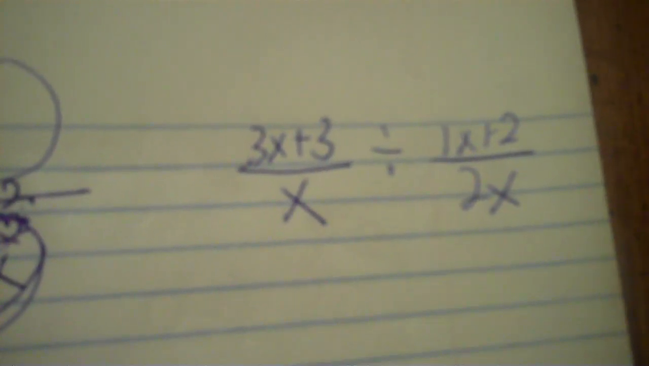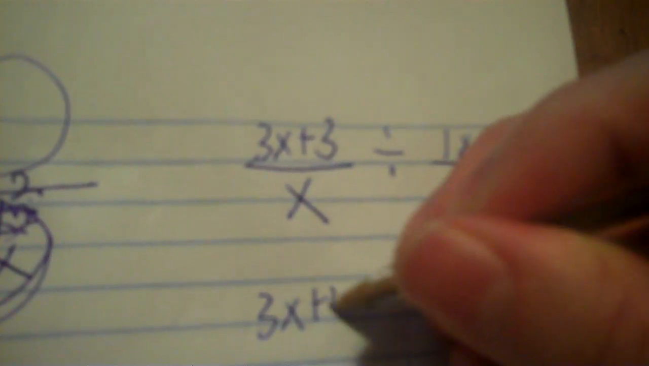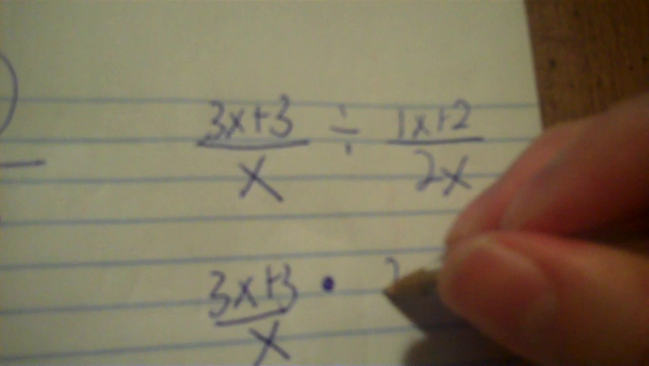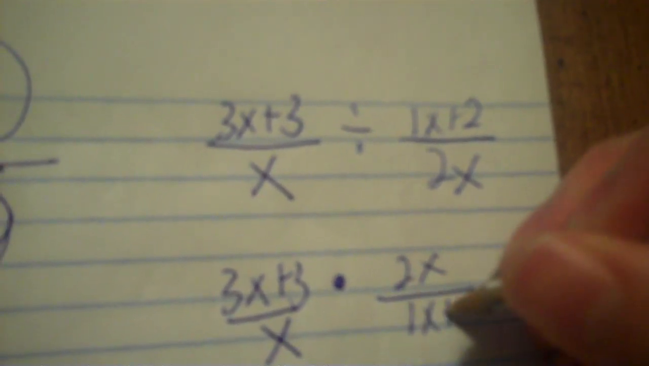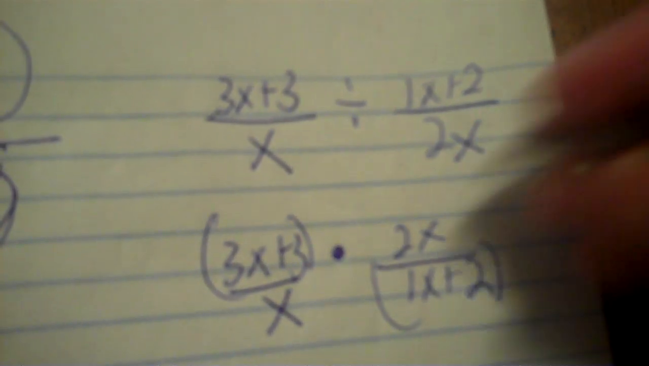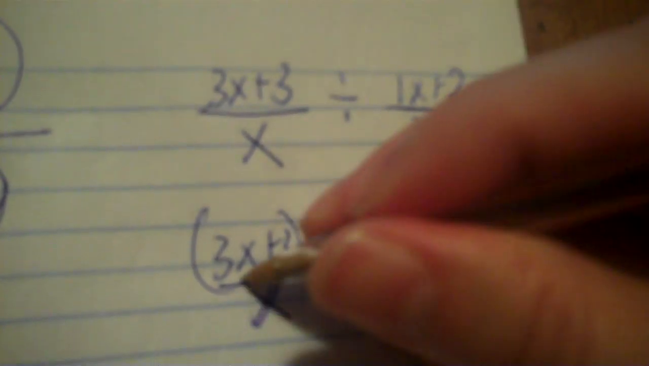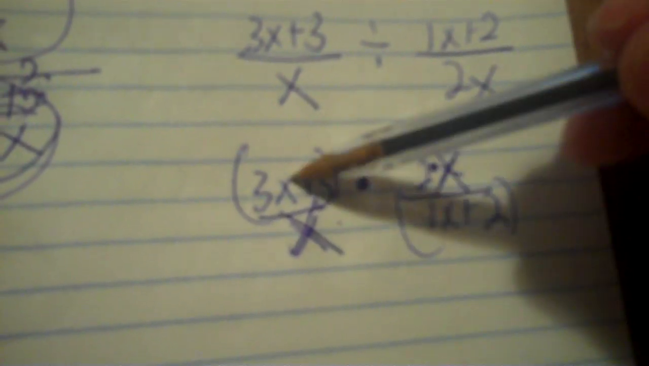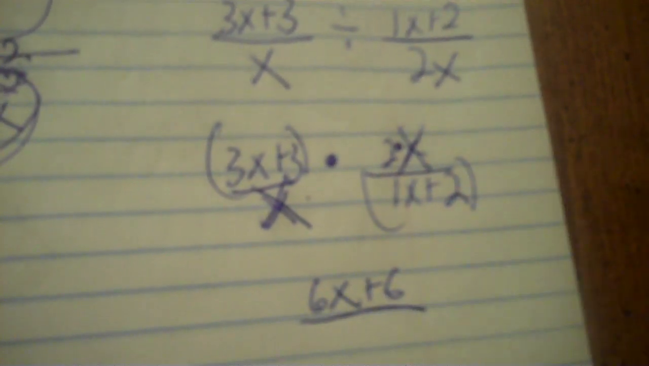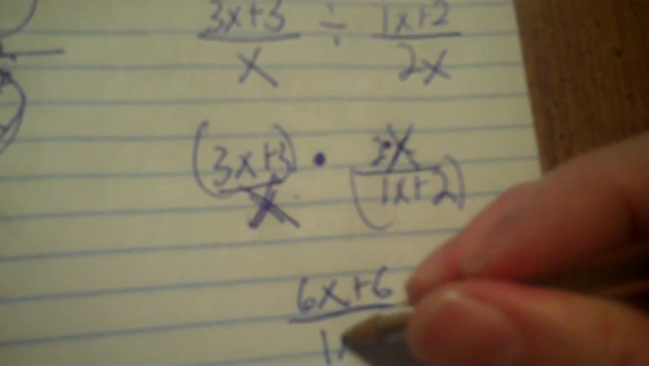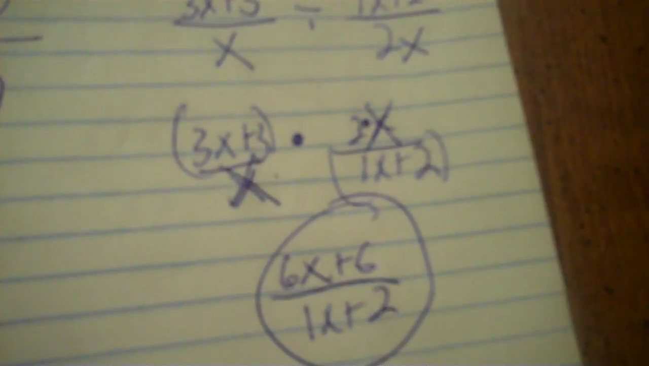Okay, now I would like you then to turn that into a multiplication problem, 3x plus 3 over x, and switch that to times, and then we'll just flip over. Now the times I put parentheses, but they're not the same. Now these outside x's, I can get rid of those. So I take 2 times 3x, that'd be 6x, and 2 times 3 would be 6. And on bottom you got 1x plus 2. So that would be the answer to that one.